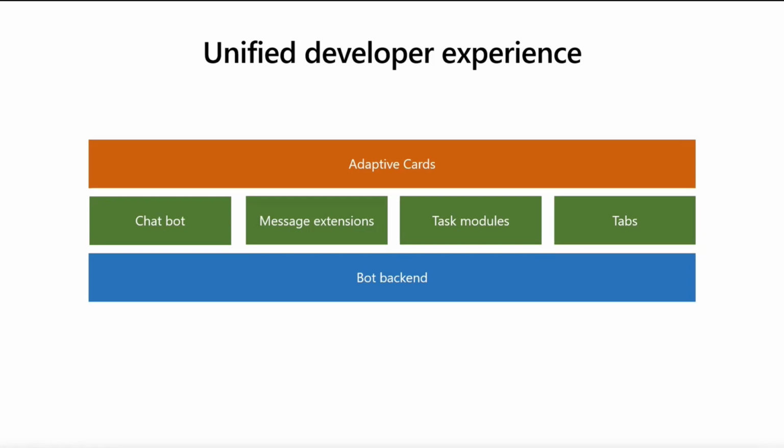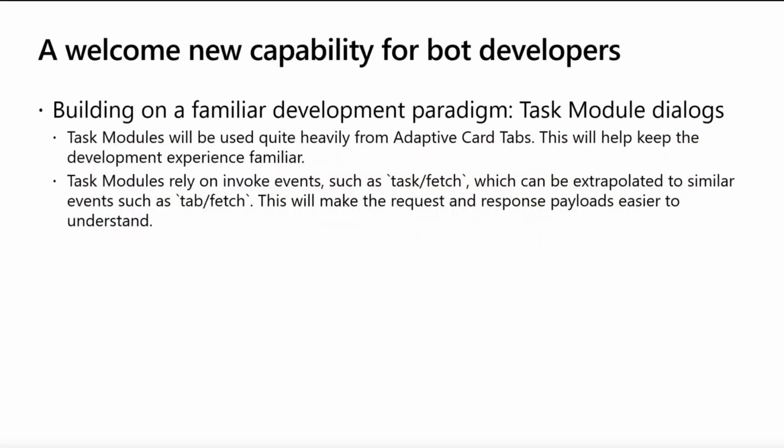Let's talk quickly about just some of the developer paradigms that you can expect. So adaptive card-based tabs should be a welcome new capability for bot developers. When we were thinking about how we wanted to structure the developer experience, we looked at task modules for inspiration, and we did this for 2 reasons. First, task modules, they're going to be used quite heavily from your tab. So this will just make the development experience more familiar.